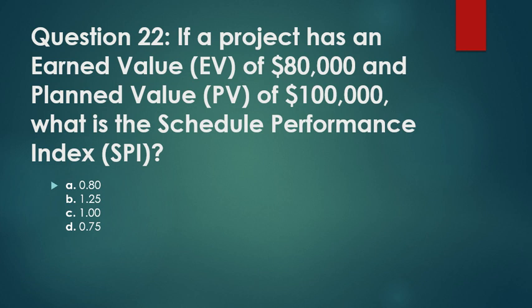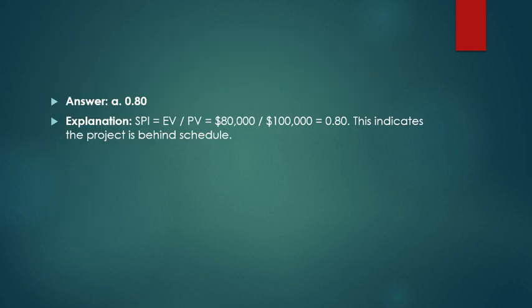Question 22. If a project has an earned value of $80,000 and a planned value of $1 lakh, what is the schedule performance index, SPI? Answer is 0.80 because SPI is equal to EV upon PV. This indicates that the project is behind schedule.